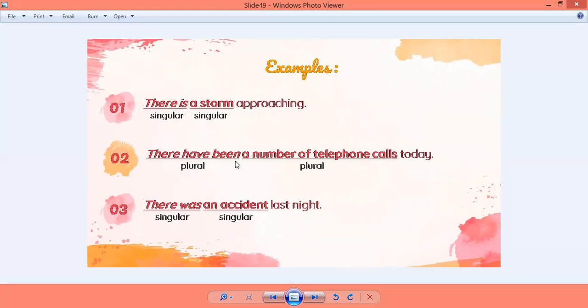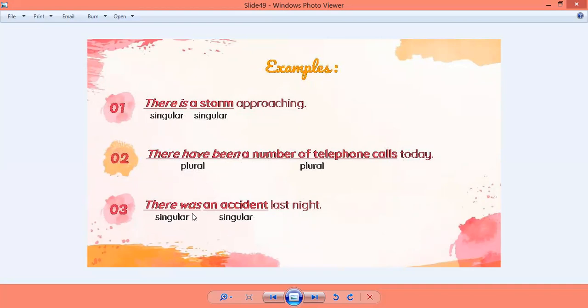There have been a number of telephone calls today. यहाँ पे हैव यूज किया है हमने, राइट? एंड हैव इज प्लूरल. हैव कब यूज होता है? जब प्लूरल यूज करते हैं हम लोग. एंड हेंस वी नो दैट यहाँ पे हम नंबर ऑफ टेलीफोन कॉल्स, राइट? Telephone calls. We have used a number of telephone calls, showing that it is plural instead of just using a call. There was an accident last night.